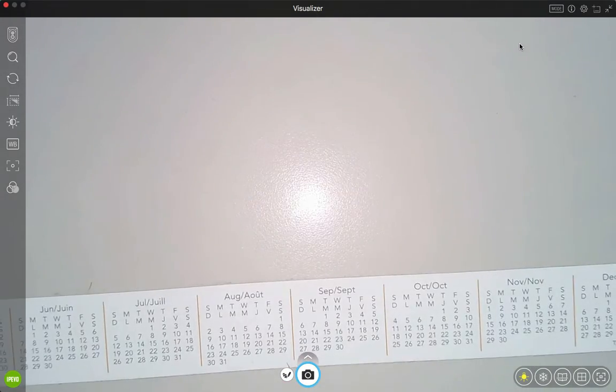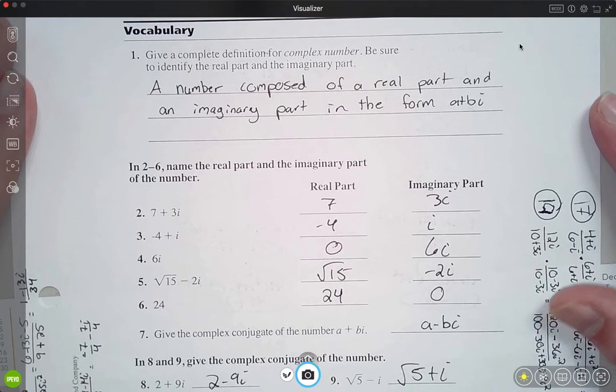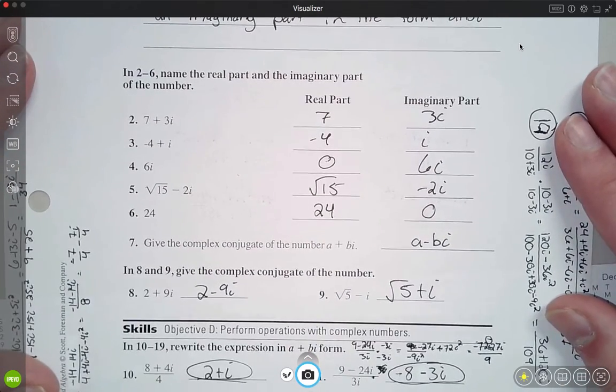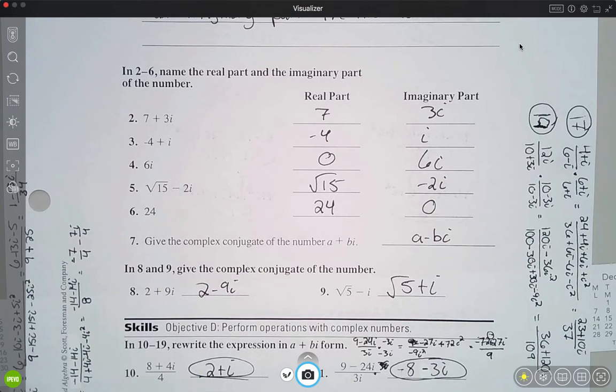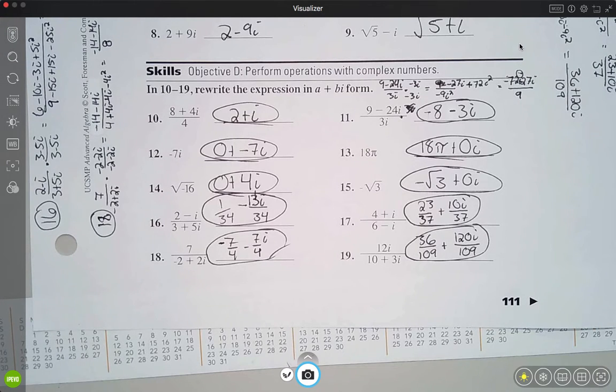So starting back on the front, number 1 is your definition of a complex number, which is simply a number composed of a real part and an imaginary part in that form, a plus bi. Okay. 2 through 7 here, all the way down to number 9, are your real parts, as well as a couple conjugates in there. So I'll give you a chance to look at those. Again, if you need to, pause the video. Bottom portion here, you're writing all of these as a plus bi. Some of the simplifying is a little bit strange, so if you need help with these, ask.